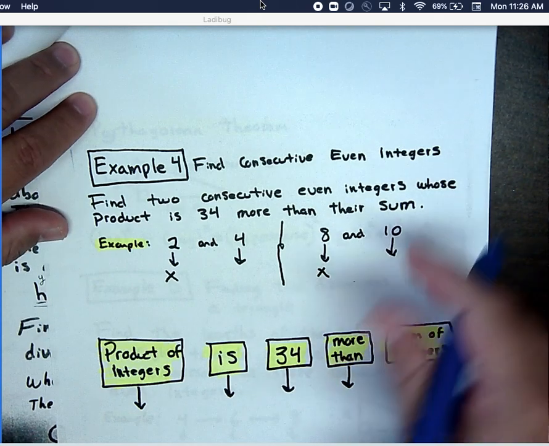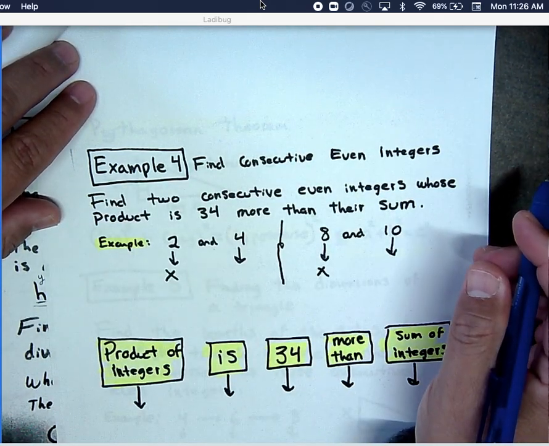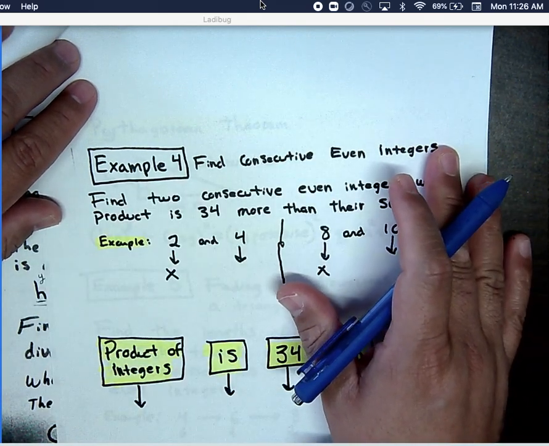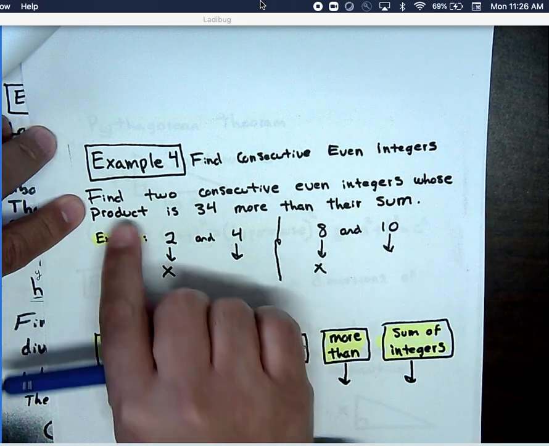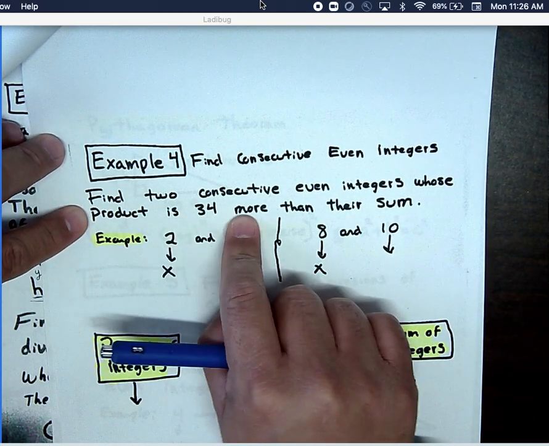So find the consecutive even integers. There are going to be questions where they want you to find consecutive even integers, and students have trouble understanding the algebra of this. So: find two consecutive even integers whose product is 34 more than their sum.